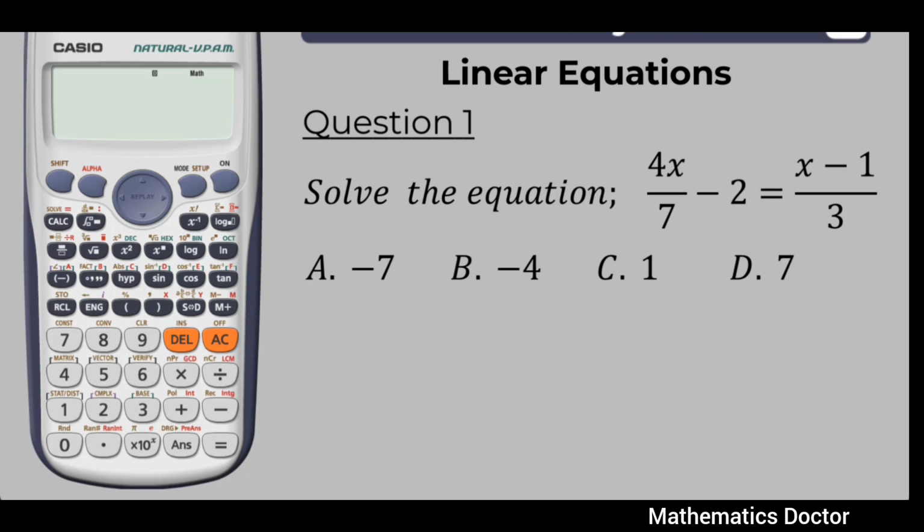Now, if you want to do this question on a calculator, don't forget that the equation is a linear equation because the highest exponent or the highest power of the variable or the unknown or the letter in the question is 1. For that matter, there is an equal sign and it makes it a linear equation.